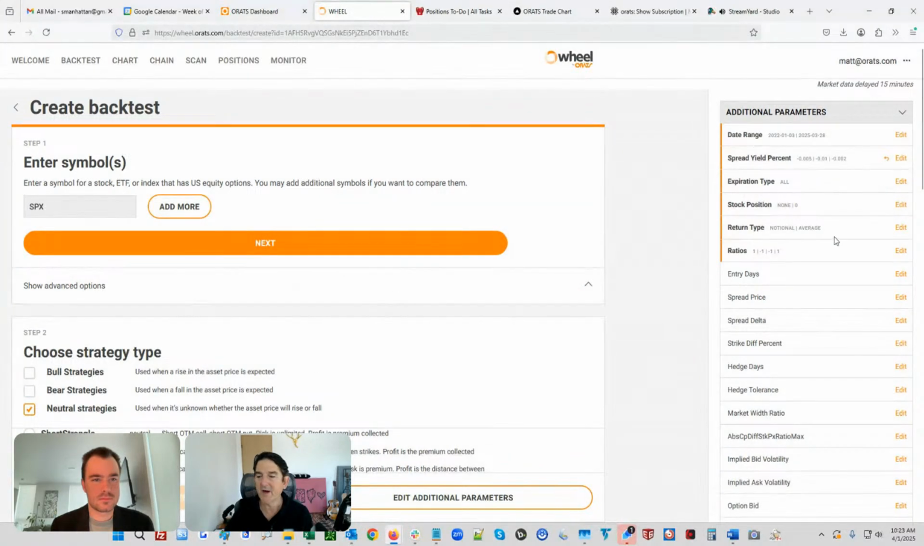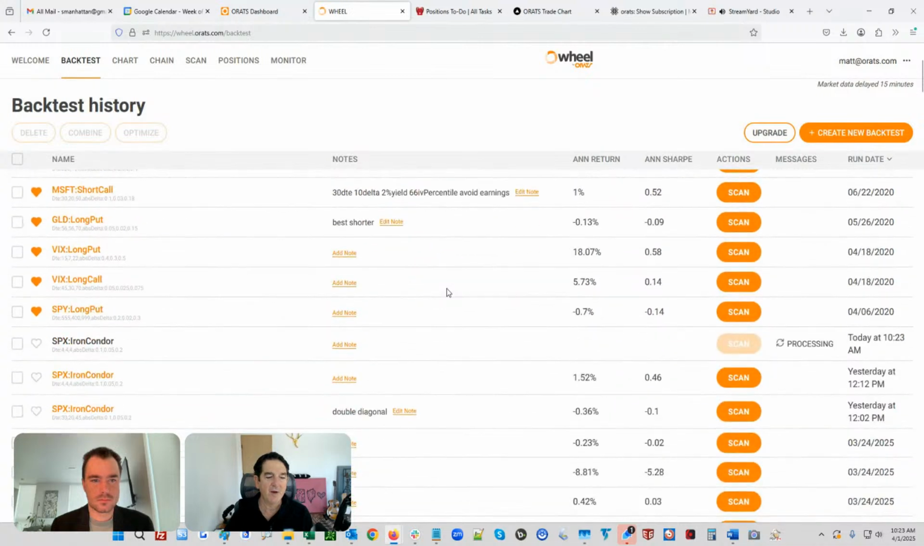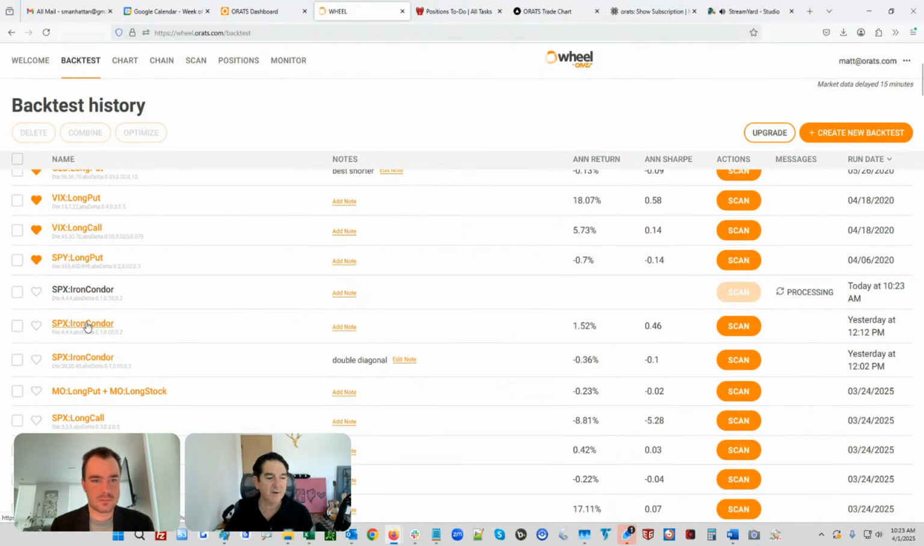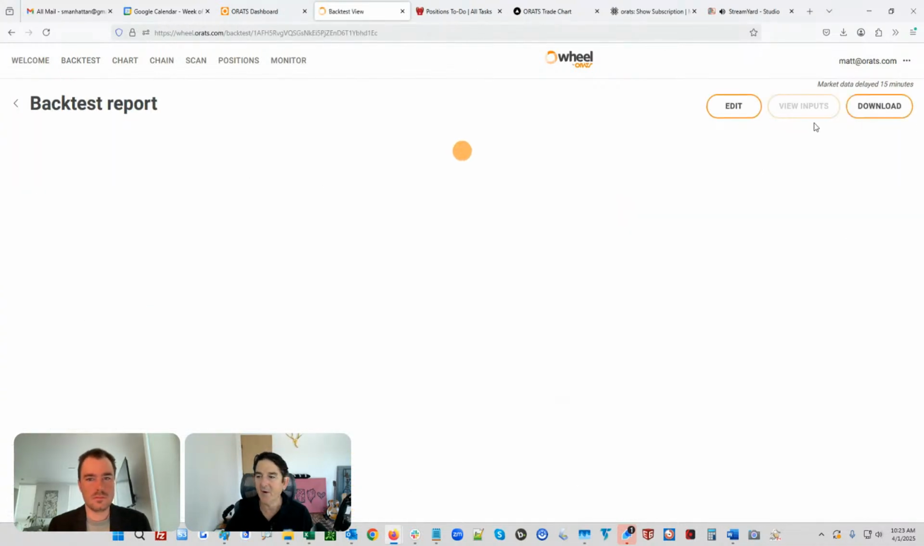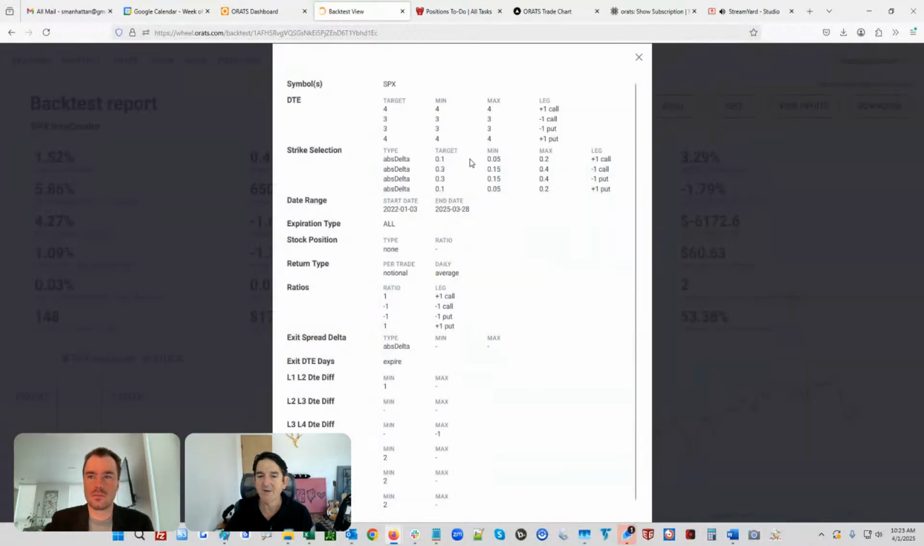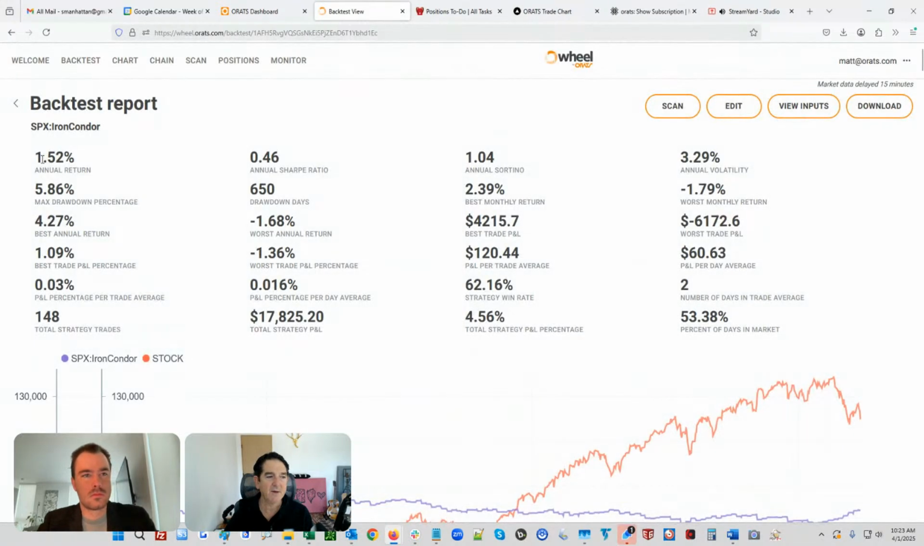I've already run this strategy. It only takes a couple minutes, but I've already run this the old way. So here's the way that I ran it before, and you could view the inputs. This is the 3-4 double diagonal. And so we could see that it does okay.